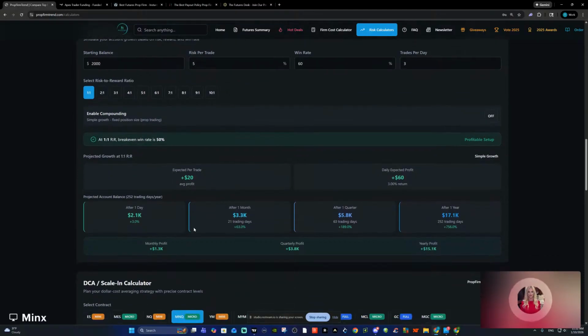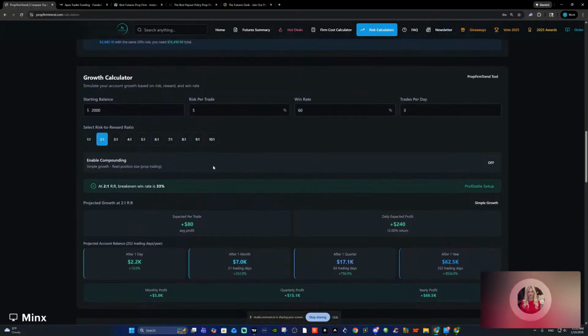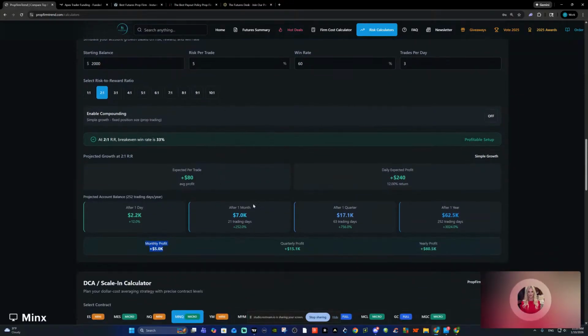It will tell you, if you are risking 5% and your win rate is 60%, even if your risk to reward ratio is 1 to 1, you're still going to have a monthly profit of roughly about 1.3K. Or if you do, let's just say 2 to 1, then obviously it's going to change.